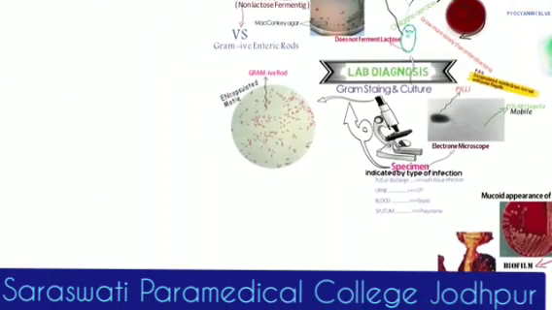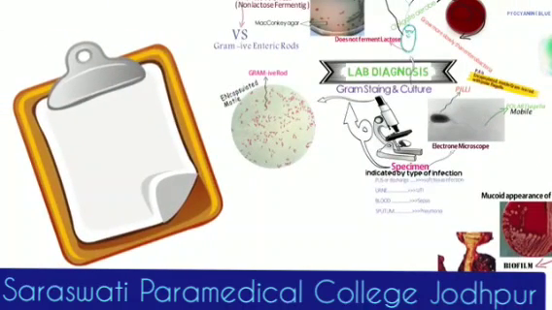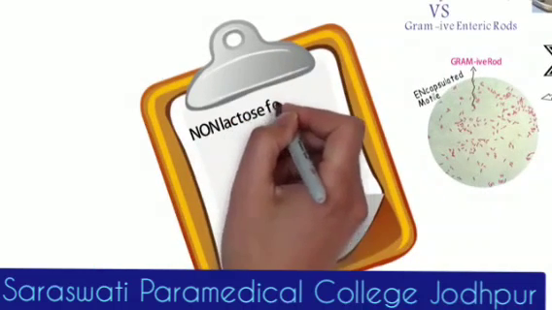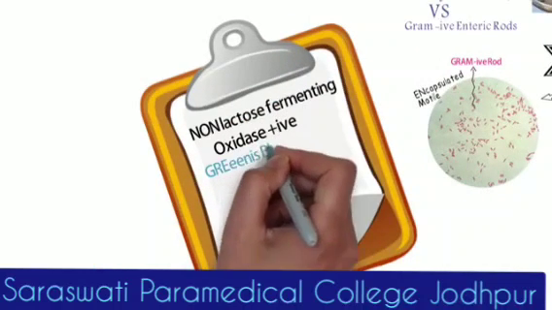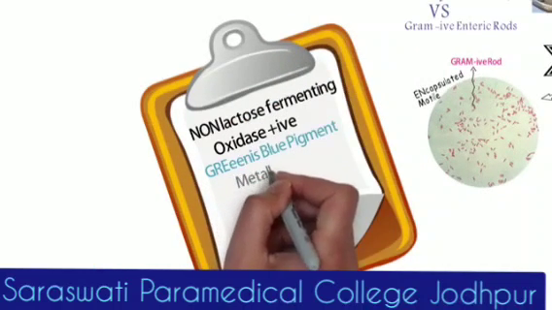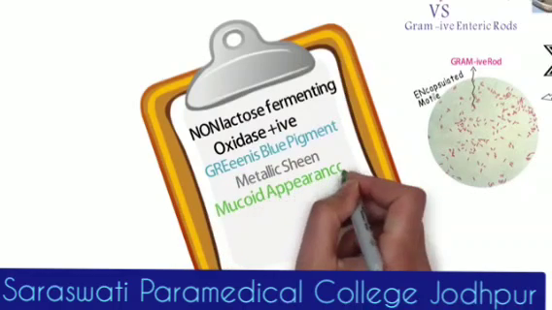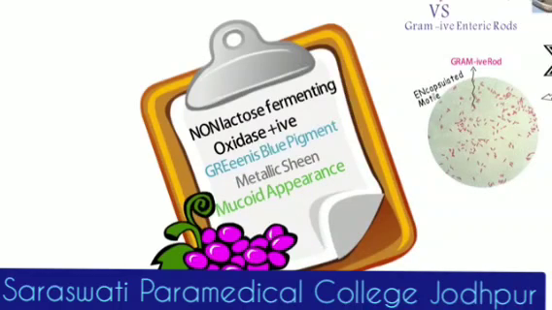So we can summarize the culture features in this way: Pseudomonas is non-lactose fermenting. It is oxidase positive. It produces bluish-green pigment. It has metallic sheen. It has mucoid appearance and it has fruity aroma. And these features are sufficient to make the diagnosis of Pseudomonas aeruginosa, while the confirmation of the diagnosis is made with a biochemical test.